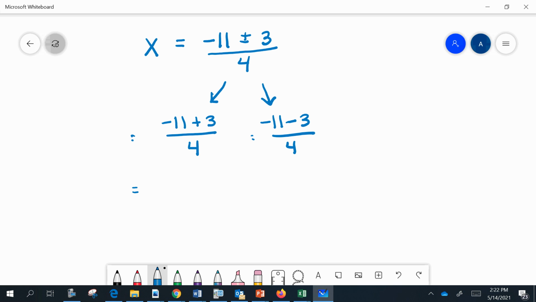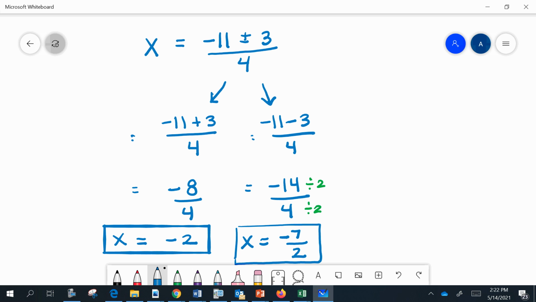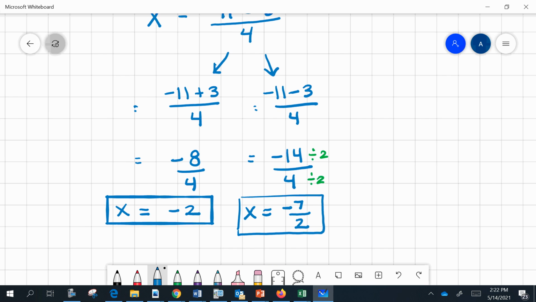Well, negative 11 plus 3, okay, if you want to punch that in or do it mentally, is negative 8, and we divide by 4. So the first solution for x is that it's negative 2. And then over here, I take negative 11 minus 3 and get negative 14 divided by 4. So my second solution for x, now the only thing is I notice that I can simplify. Let's divide both of those by 2, and the result is going to be negative 7 over 2, and that is the second solution for x. Okay? So that right there is the quadratic formula, which of course we just need a little bit more practice with it.